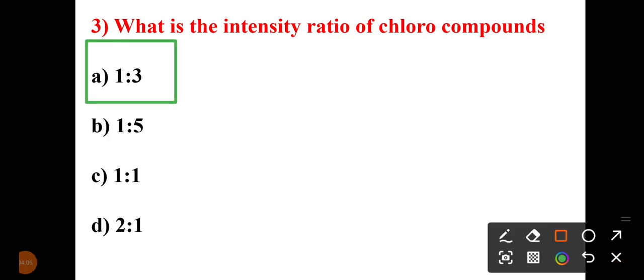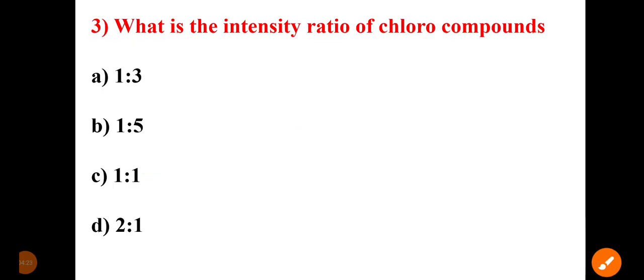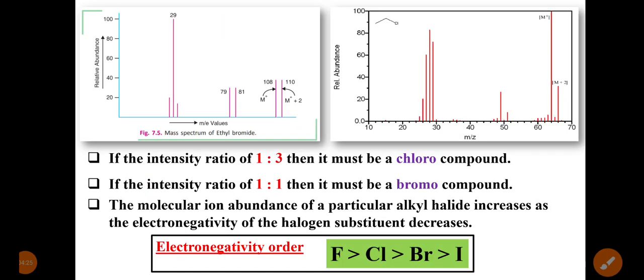The options are 1:3 and 1:5, which is nothing. 1:1 is for bromine. And 2:1 is also nothing. 1:3 and 1:1 you have to remember. If the intensity ratio is 1:3, these are chloro compounds, and for 1:1 these are bromine compounds.